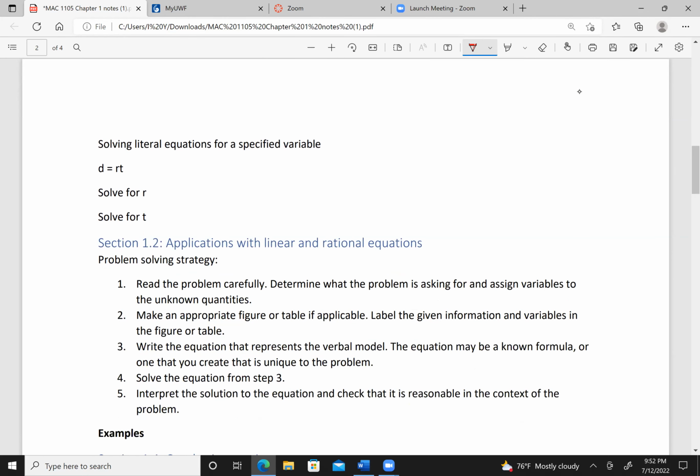We can also solve literal equations for specified variables. If we have d equals rt, we can solve for r, we can solve for t. We'll do some examples of this type of thing. So let's go to the examples. We're going to look at the skill practice problems if you want to follow along in your text.